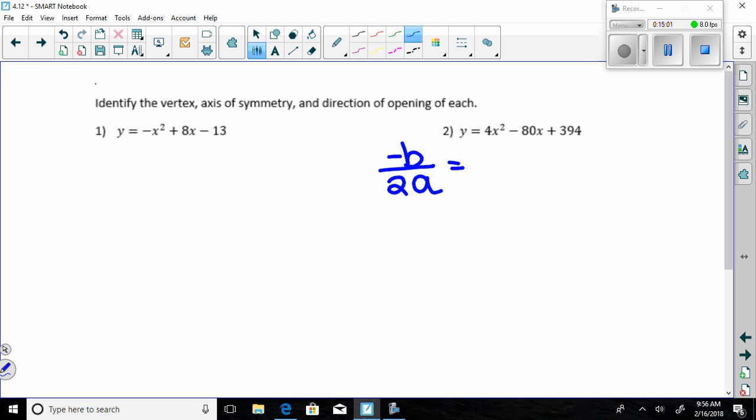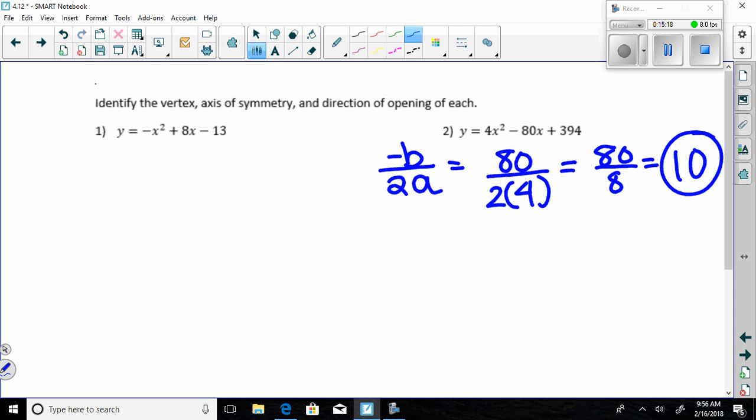So what's the opposite of negative 80? Positive 80. And then 2, what's your A? 4. So what is 2 times 4? And so what's my coordinate going to be? 10. And what's that called? Your x-coordinate or your axis of symmetry. So I know my axis of symmetry and my x-coordinate for my vertex is going to be 10.